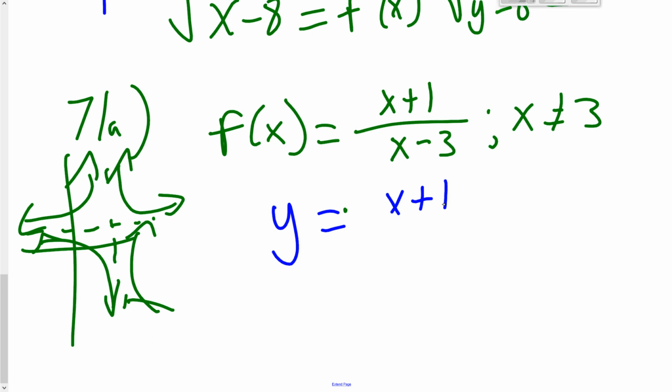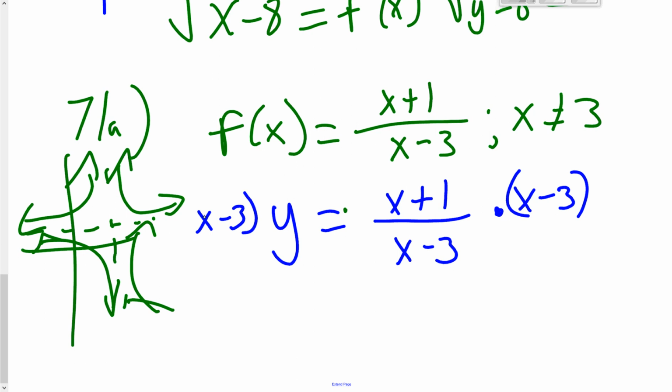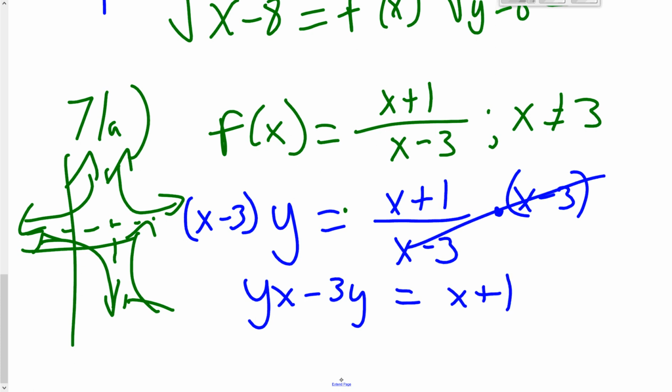This is where it'd be hard to do the opposite or reverse operations, because we have an x on top and an x on bottom. So we have to get rid of the x on the bottom by multiplying by the denominator on both sides. You could do that now before you even switch the x's and y's, or you can switch the x's and y's first, it doesn't matter. So I need to distribute this y to the x minus 3 here. So yx minus 3y equals x plus 1, because these cancel.